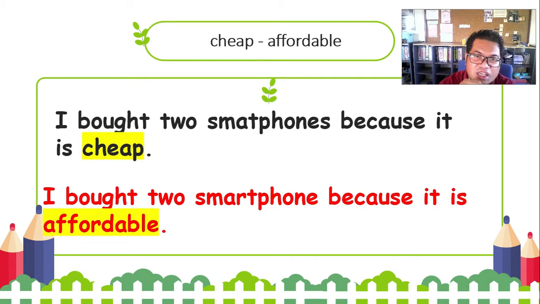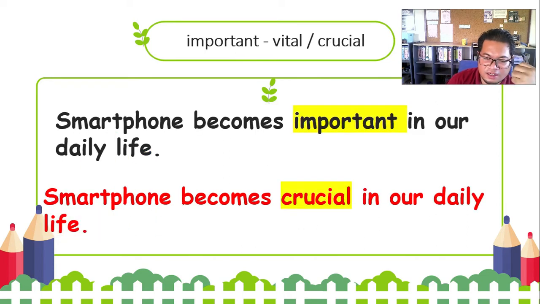Next, cheap, affordable. Okay, I bought 2 smartphones because it is cheap. Okay, saya beli 2 smartphones sebab dia murah. Kita tukar pada affordable, berpatutan. I bought 2 smartphones because it is affordable. Ianya berpatutan. Next, important. Kita tukar kepada vital, crucial.